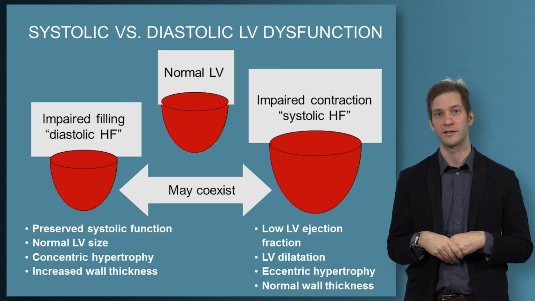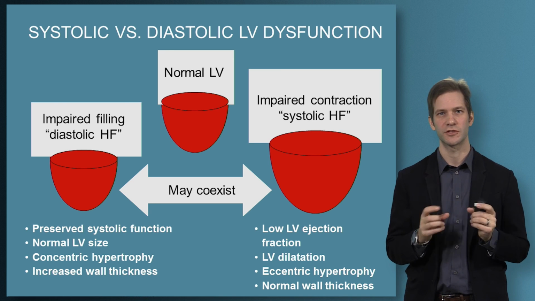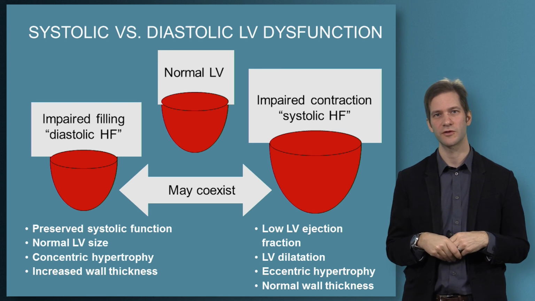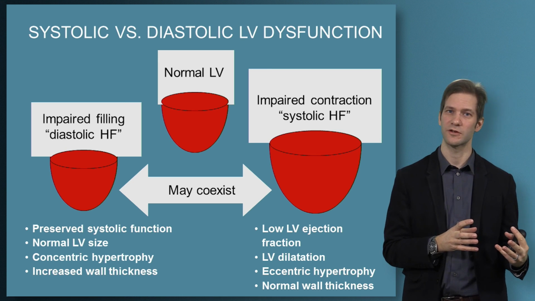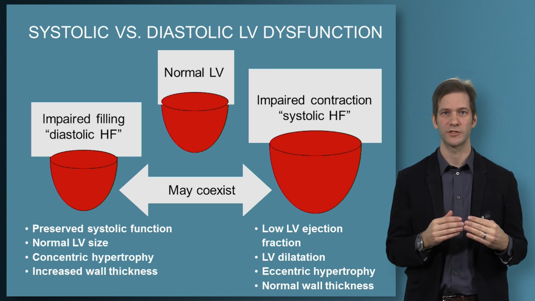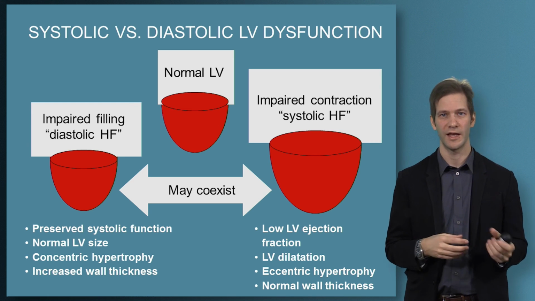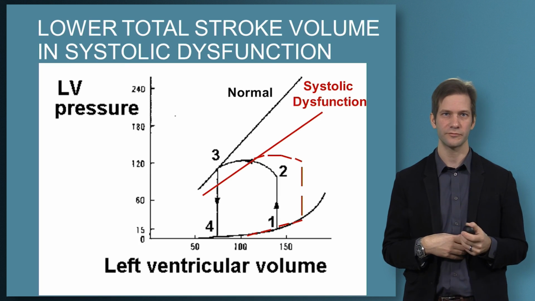And to add even more confusion into the mix, sometimes these conditions can coexist. You can have stressors on the heart that cause eccentric hypertrophy at the same time as concentric hypertrophy, and you can get elements of both systolic dysfunction and diastolic dysfunction.